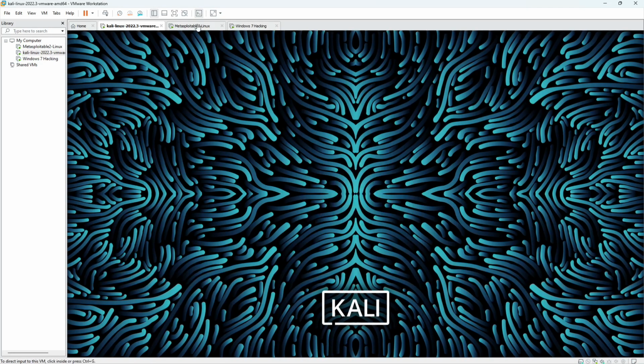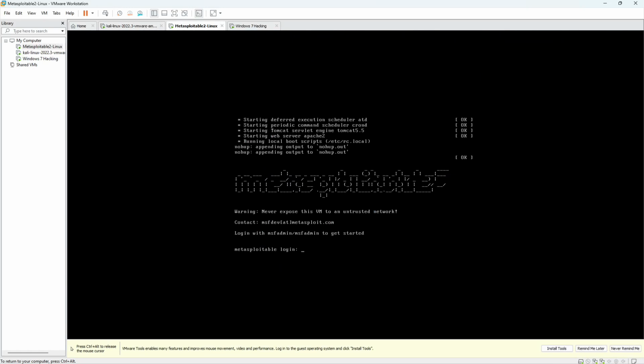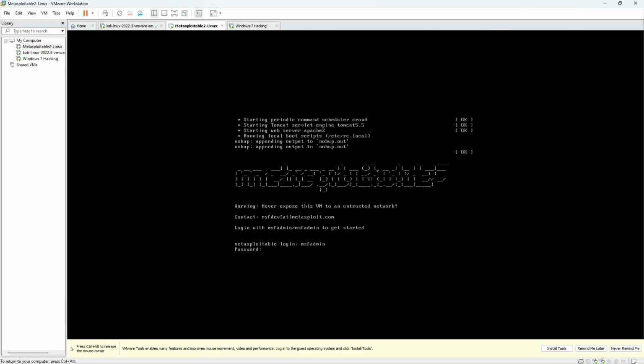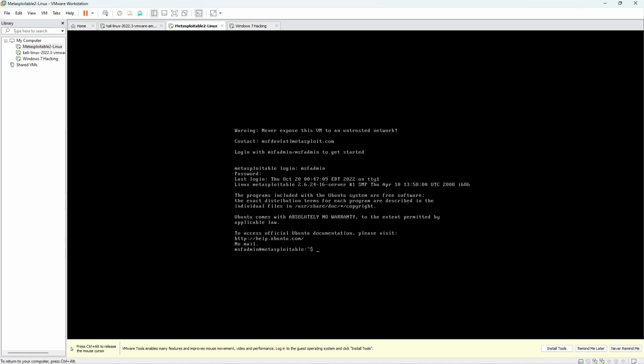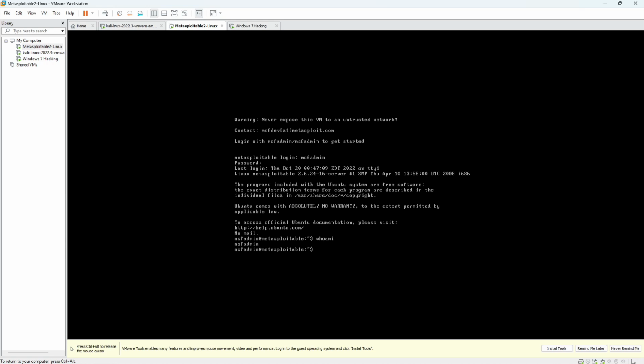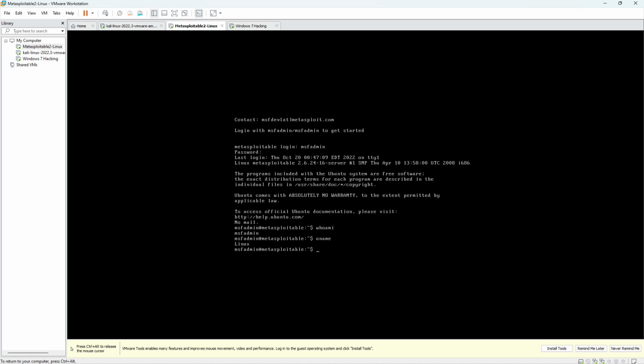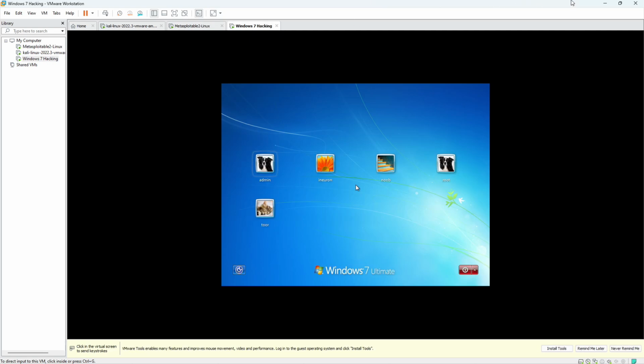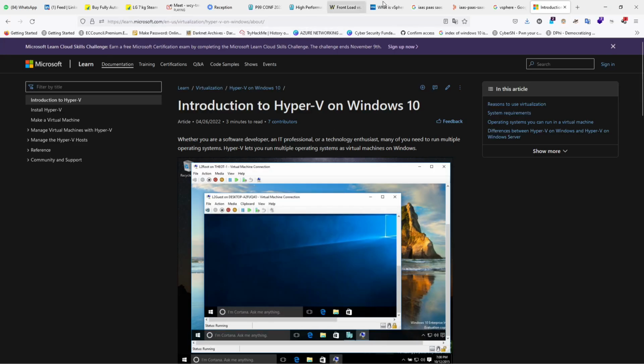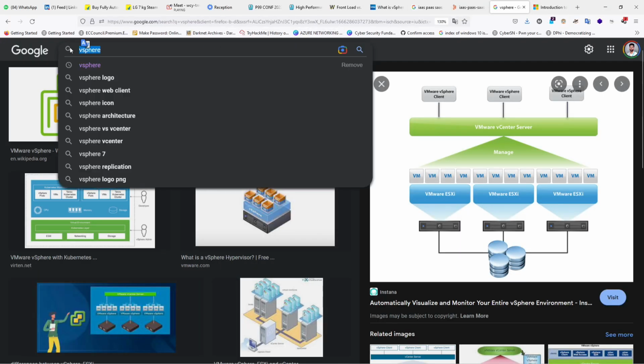It's a Linux based machine also, but this is a server. You can see only the command line. There will be no GUI. Everything you have to enter from the command line. Type whoami, and if you type uname, you will get Linux. Xen hypervisor. In the background, it uses Xen hypervisor.